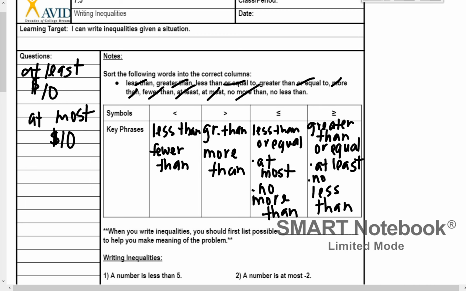The biggest ones that I see people making mistakes with are the at most and the at least. So if you want to circle those so that they stand out to you, maybe when you're on your practice later or you ever have to look back at your notes, they're standing out for you.